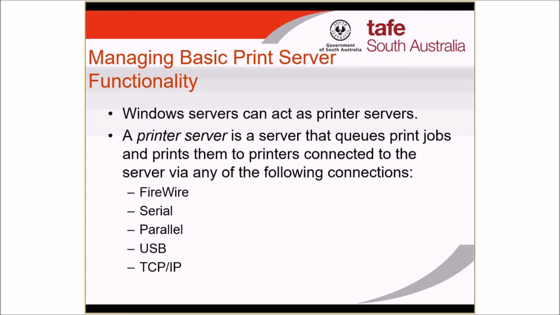Windows servers can act like a print server. What does that mean? A print server is basically the server that makes this printer available to the network. The print server is where the print jobs get queued. If we all click print, a queue is a lineup. It all gets sent through the network to the server, and it's a lineup of your print jobs. The printer can be connected to the server via FireWire, serial, parallel, USB, or TCP/IP port.